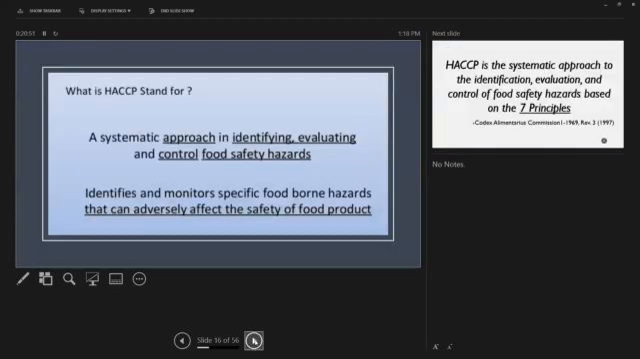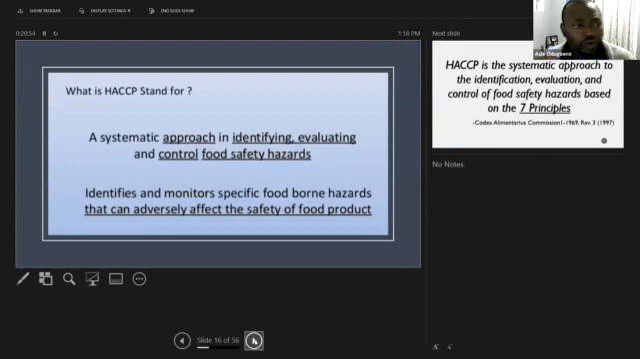So, how does HACCP play in this picture now? It's a systematic approach in identifying, evaluating, and controlling food safety hazards. It is that systematic approach, like I call it, where you look at your operation, you look at the food you are making, you look at the product you are packaging, and you understand what can go wrong, what will go wrong, what should go wrong, and you put strategies in place to make sure that at no point would we produce unsafe food.